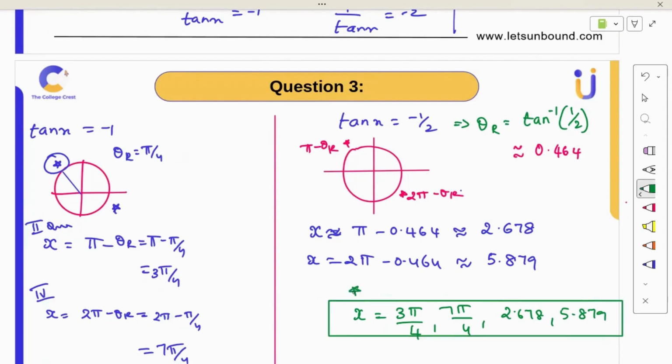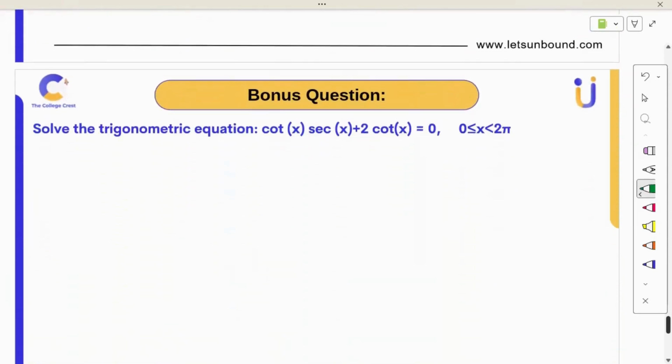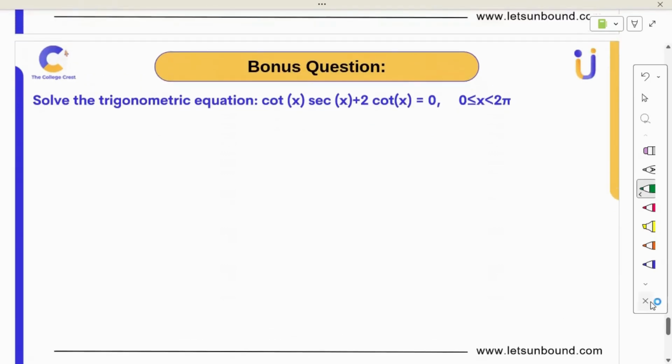Right? That's simple. The other 3 forms of function, secant, cosecant, and cotangent, we completed 3 problems, and also we overviewed the concept. Now I have a bonus question for you. Solve the trigonometric equation 2 cot x secant x 2 cot x in the interval 0 to 2 pi. Very simple one. Solve it, and then you can try to give your answer in the comment section.